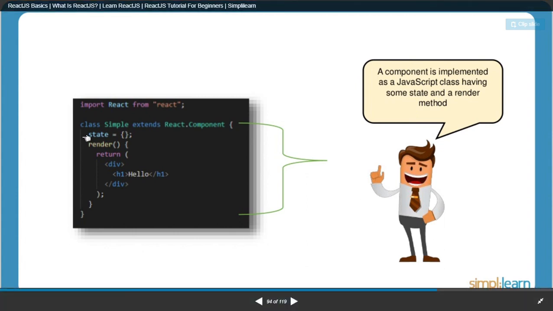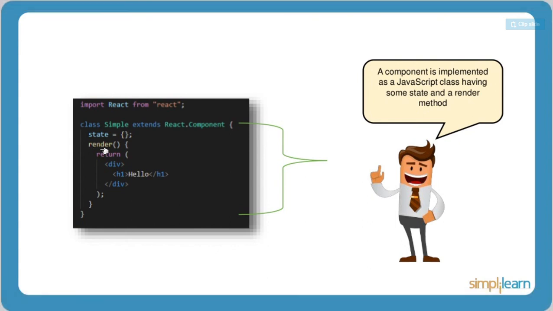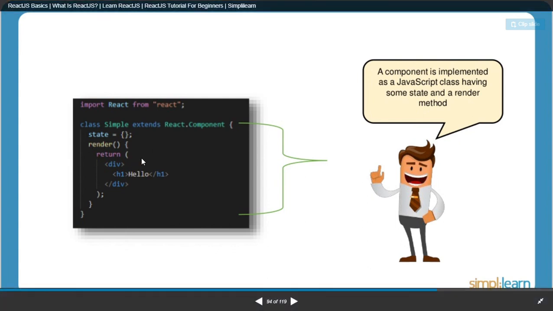And if you see here, it is having a state variable. I have declared a state variable, and here if you see, there is a render method. So what this render method will do, when this component is being used in your application, this render method will return this particular HTML structure. That's it. So this is a sample component which is being implemented using the JavaScript class.